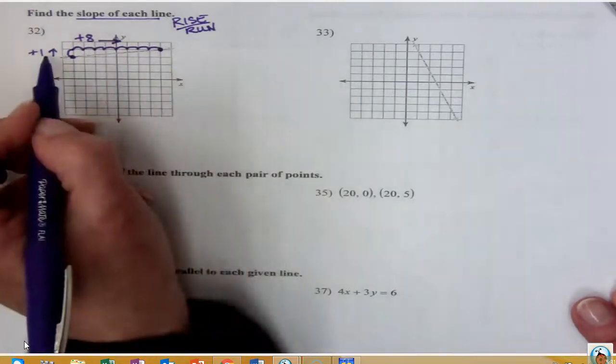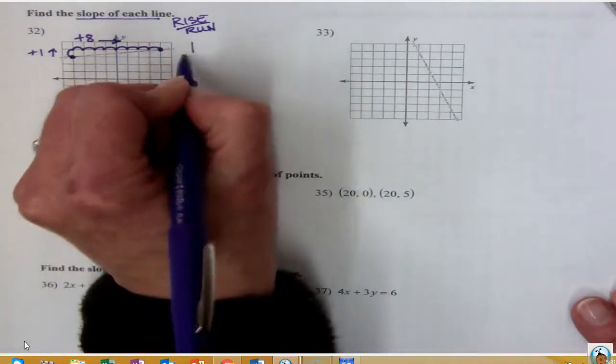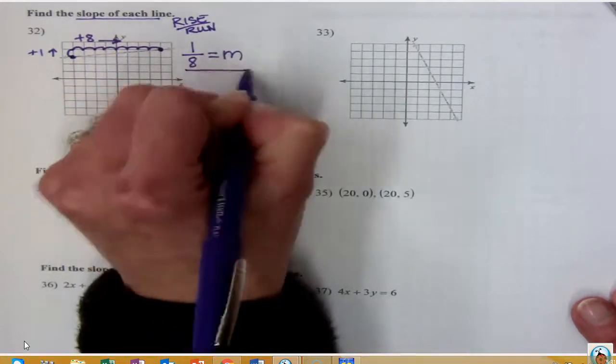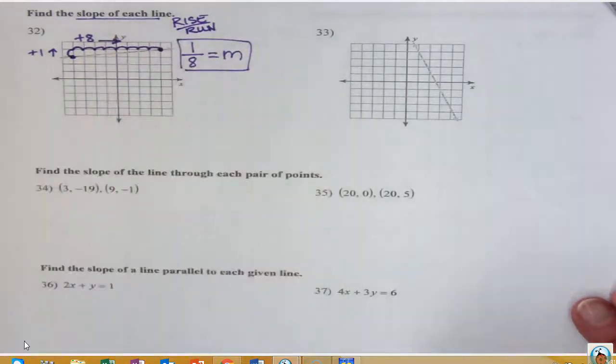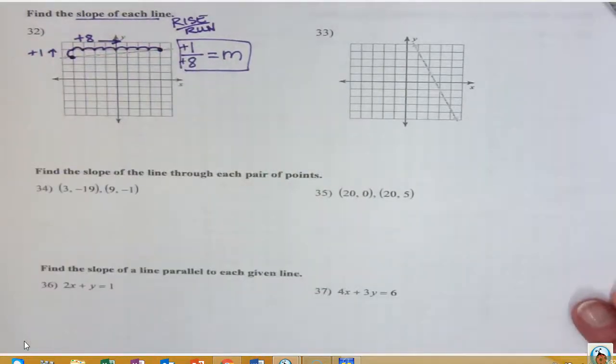So make sure that my rise is first and my run is second. So my rise is 1, my run is 8. So my slope is 1 over 8. And they're both positive, positive, positive, which is a positive.